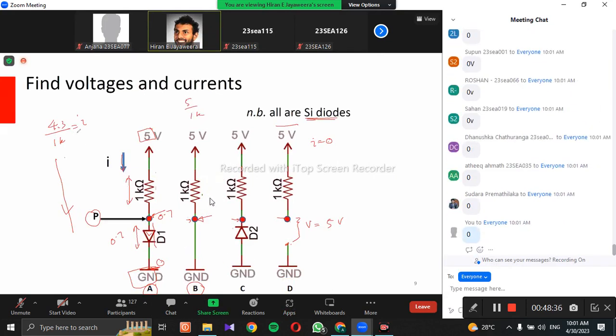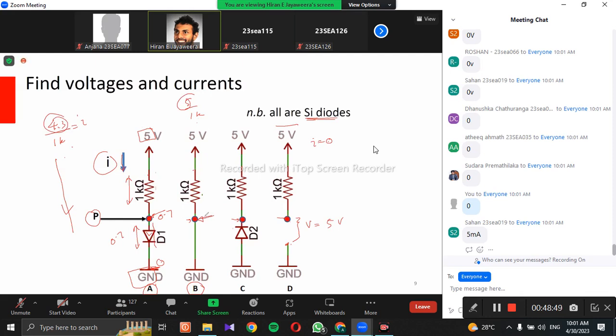Right. So the current through circuit A and the current through circuit B are almost the same, right? The 4.3 divided by 1K, 5 divided by 1K. And the potential at this point is 0 volts. Here you are getting 0.7. That's a slight difference. But now, what can you say about circuit C?